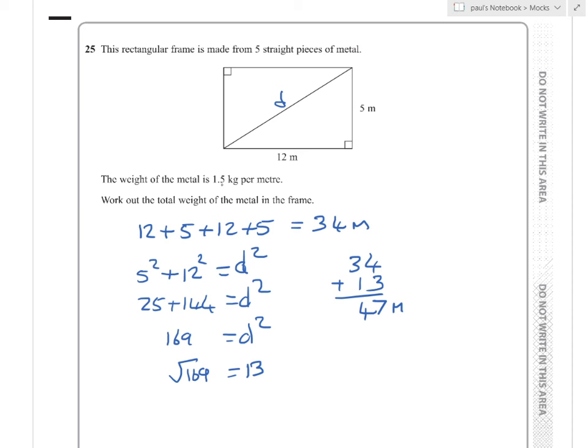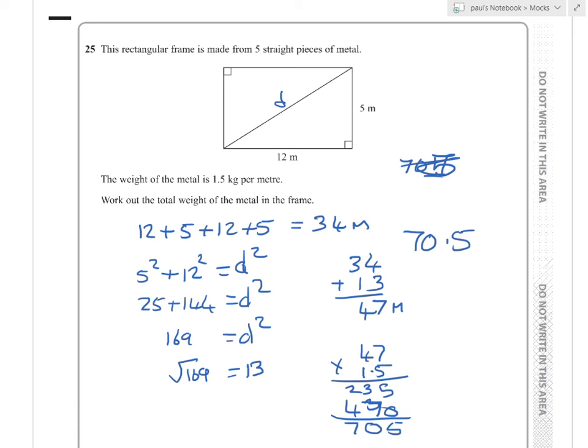Now the weight of metal is 1.5, so I need to do the 47 times the 1.5. 5 sevens are 35, and 4 fives are 20 plus 3 is 23, and then 47 times 1 is 47. Add those two together and I've got 705. But there's a decimal point in there, so it should be 70.5 kilos.